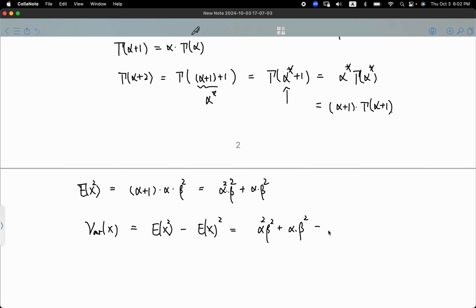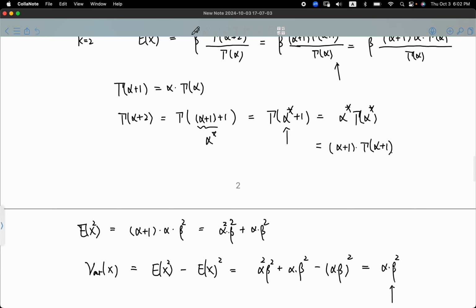So we minus alpha beta square. And then you end up with alpha multiplied by beta square. And that is your variance. So these two terms are the solution to your exercise 3.